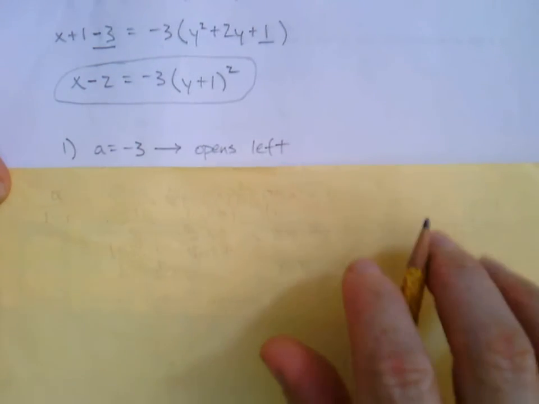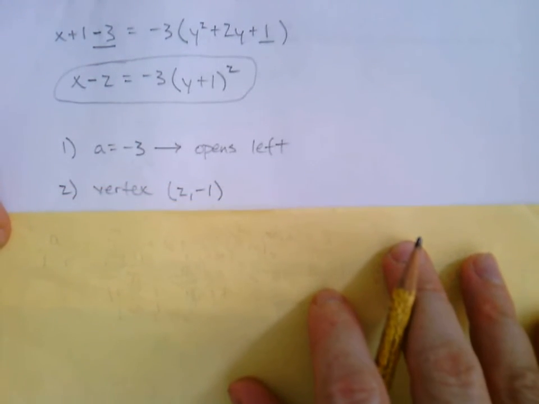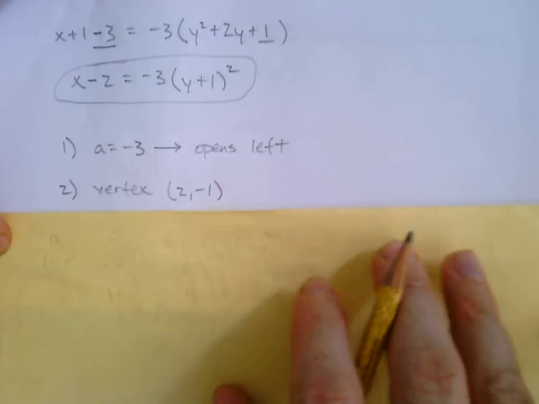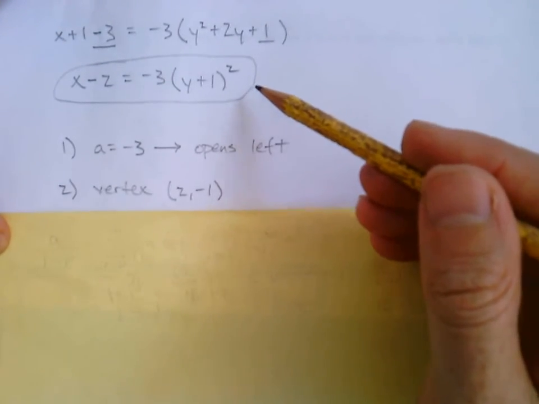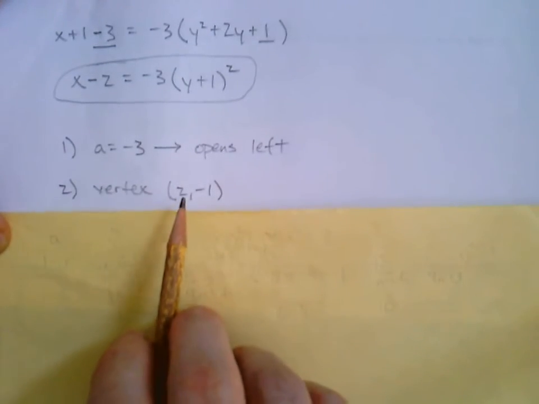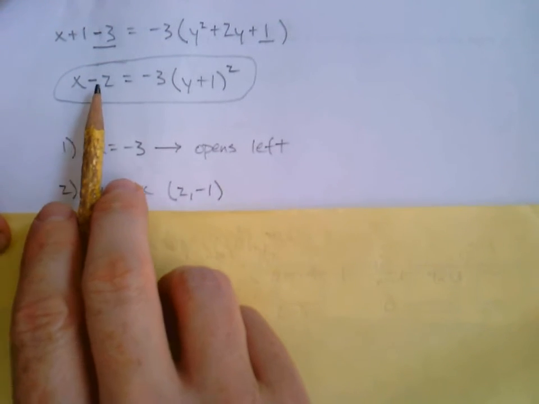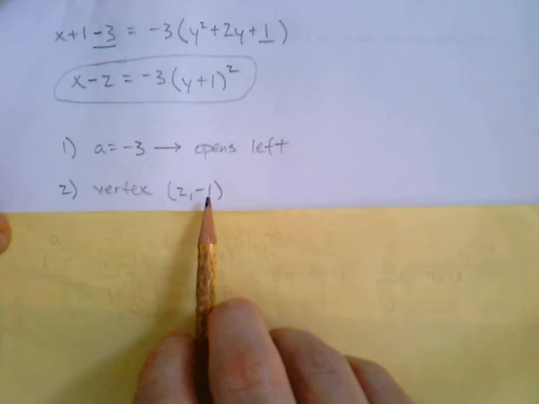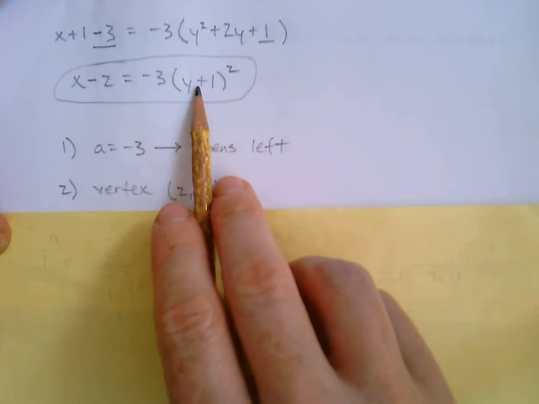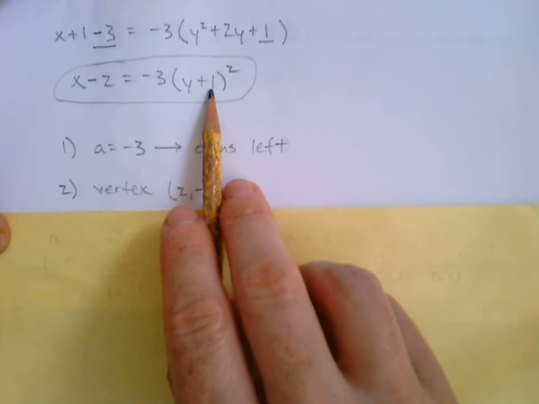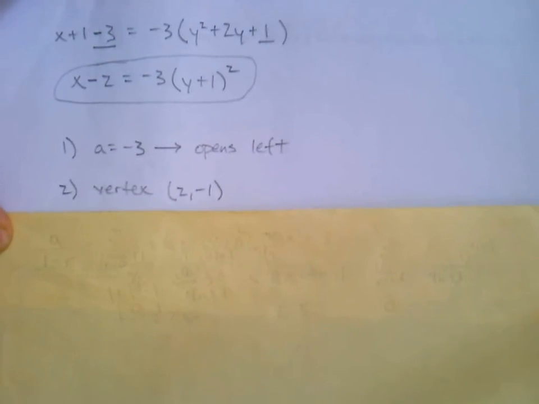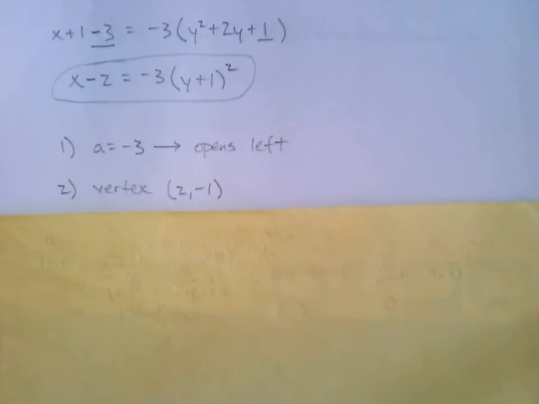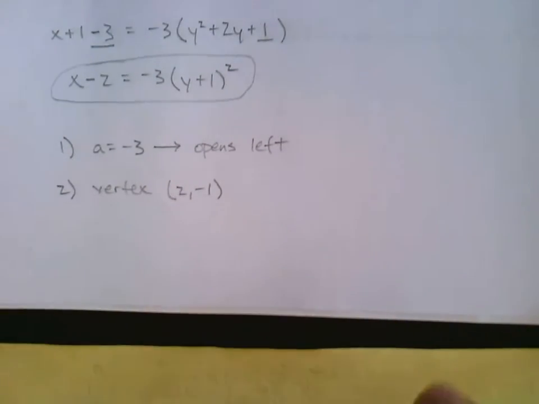Okay. All right, next up is the vertex. Well, this doesn't take any work once we have the standard form or the vertex form. All right, the x coordinate, well, look at the x. It's going to be positive 2. For the y coordinate, look to the y. It's always the reverse of what you see, so the y coordinate is negative 1. All right, so far so good.